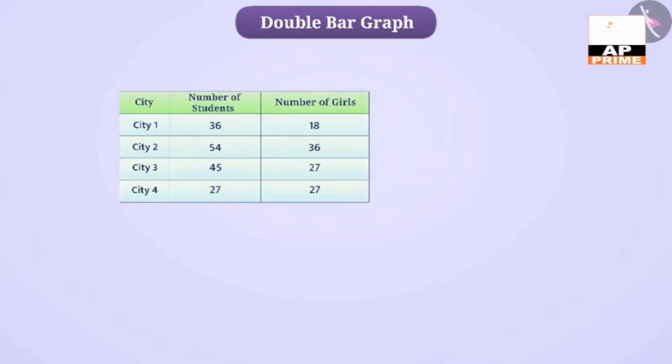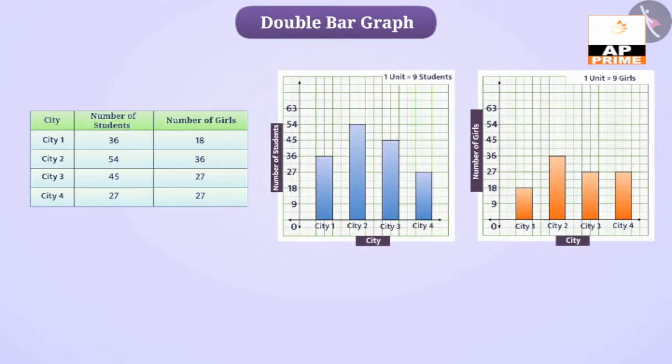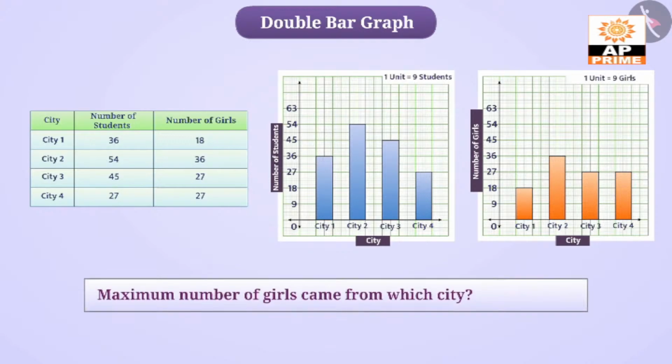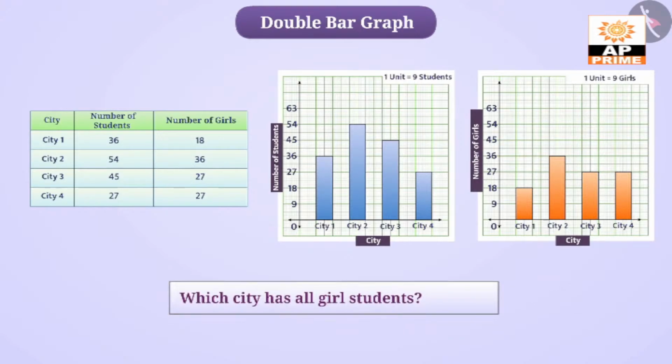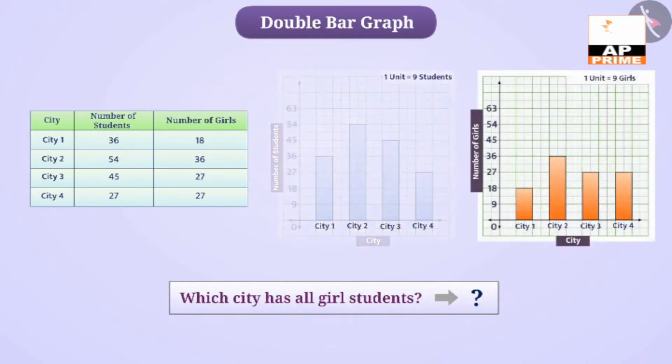If we draw different graphs for both these tables, we can get information such as maximum number of girls came from which city. But if we are required to get combined information like which city has all girl students, then how we can find it? Think. We cannot get combined information from different bar graphs.